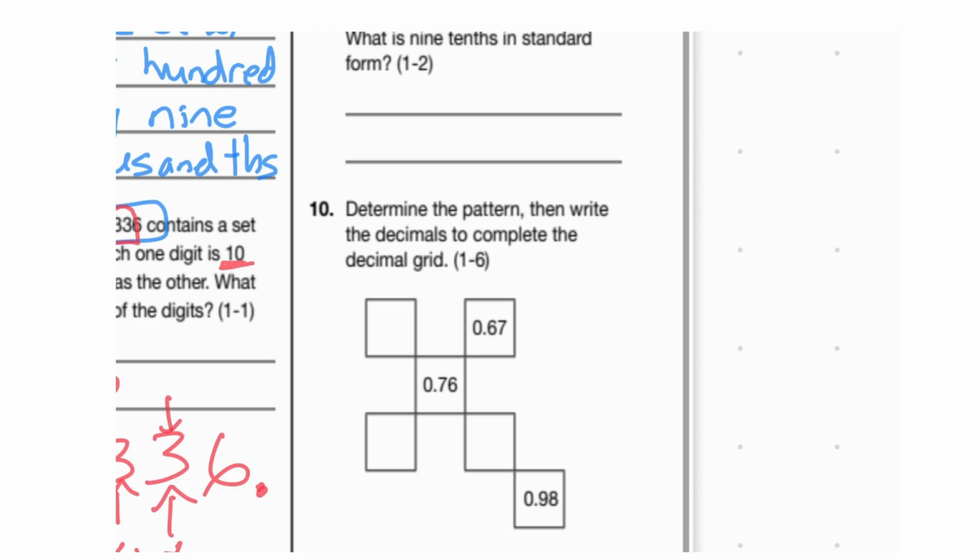9 tenths of Zach's friends do volunteer work at school. What is 9 tenths in standard form? So that would mean there's no whole number and it's just in the tenths place. So writing it in standard form, meaning you would just write it out in a number, would be 9 in the tenths place. So it would look like that. And then determine the pattern.